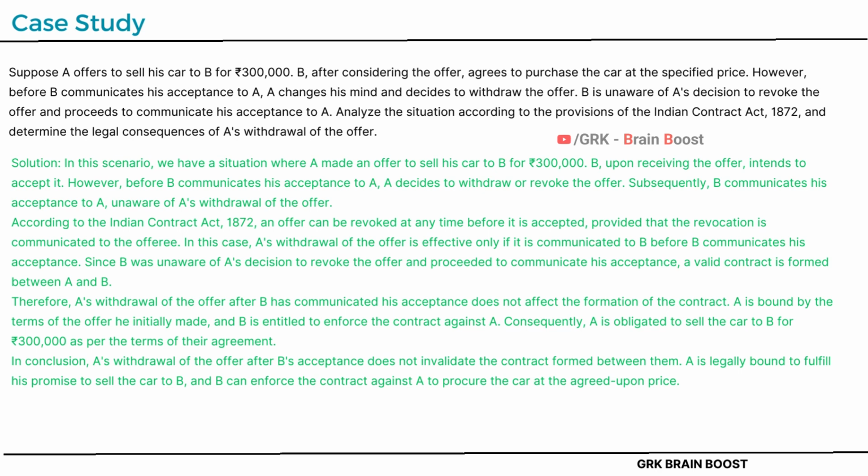According to the Indian Contract Act, an offer can be revoked at any time before it is accepted, provided that the revocation is communicated to the offeree. In this case, A's withdrawal of the offer is effective only if it is communicated to B before B communicates his acceptance. Since B was unaware of A's decision to revoke the offer and proceeded to communicate his acceptance, a valid contract is formed between A and B. A's withdrawal of the offer after B has communicated his acceptance does not affect the formation of the contract.